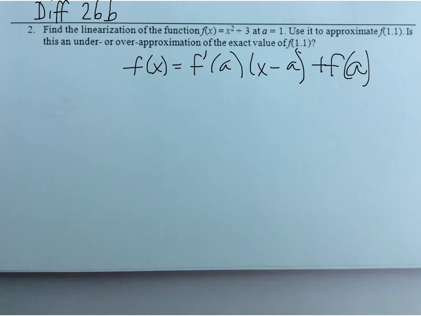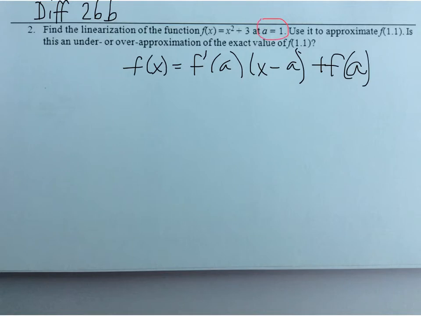Okay, this is differentiation packet 26B, and this is question 2. We're doing a little bit of practice on linearization. So you'll see I've already written down, I guess you could call it, the third form of the linearization formula or the linearization equation. Essentially what we're doing is finding the slope at a certain value. In our case, we're going to be finding the slope at 1.